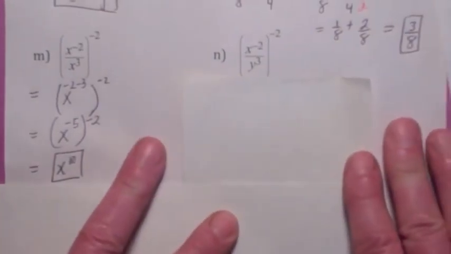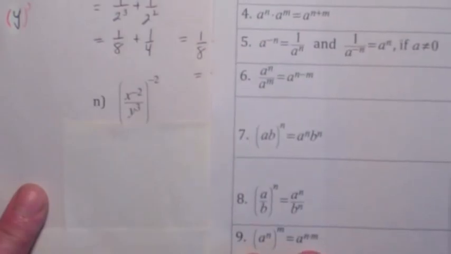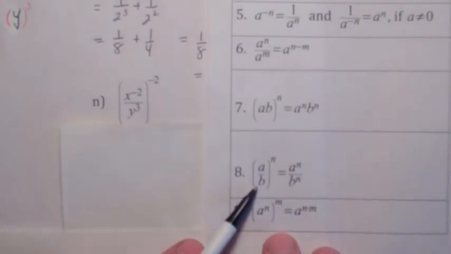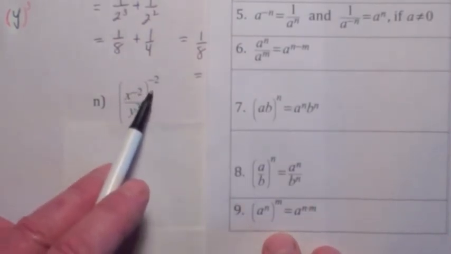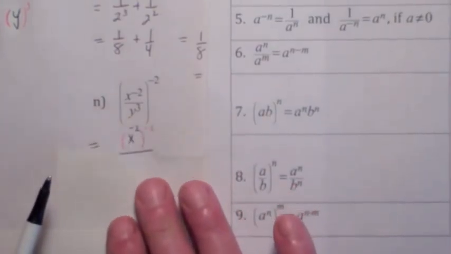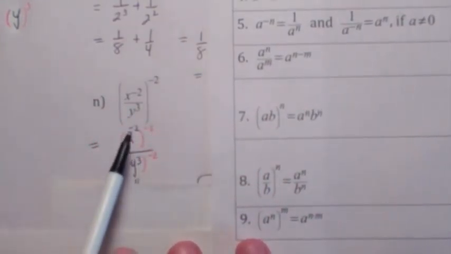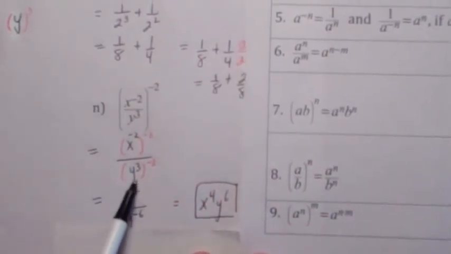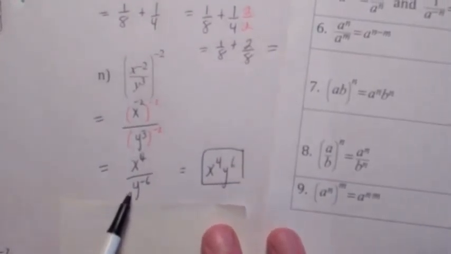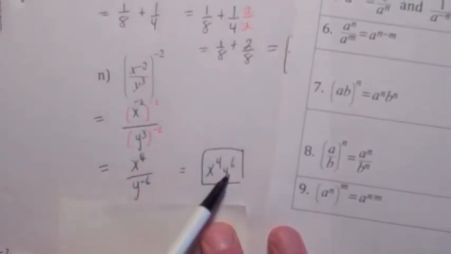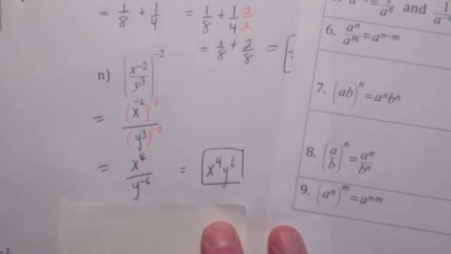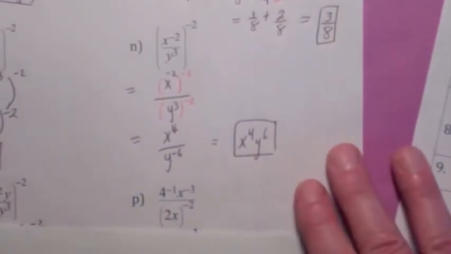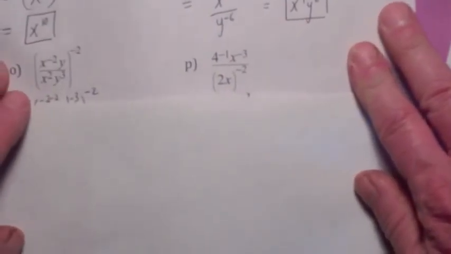How about this one? On n here, what would you do? How about, again, number 8 applies when you have a quotient. You raise the numerator to the negative 2 power and the denominator to the negative 2 power. So what is x to the negative 2 to the negative 2? Isn't it just x to the 4th? And what's y to the third to the negative 2? It's y to the negative 6. You wouldn't leave your answer like that. You'd move the y to the 6 up to the top. So there's your final answer, x to the 4th times y to the 6. So these are kind of tricky. Why don't you try these last two on your own? I'll give you a couple minutes. Go ahead, hit the pause button. We'll go over these in just a minute.